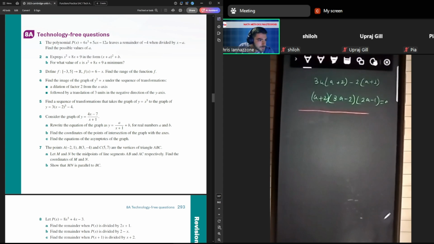But okay, cool. We may or may not fly through a few questions a bit speedier this time. So question 2, express x squared plus 8x plus 9 in the form x plus a all squared plus b. So does anyone immediately see the relationship between those two, how you might go from one to the other? Complete the square. Complete the square, absolutely.